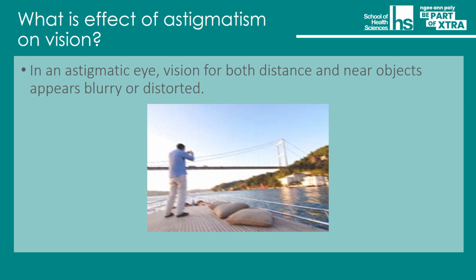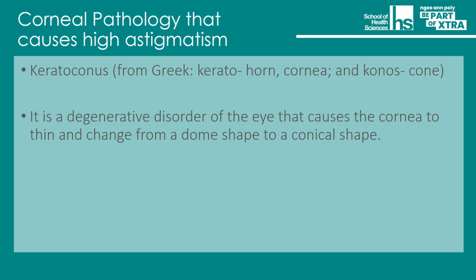So, what is the effect of astigmatism on vision? In an astigmatic eye, vision for both distant and near objects appear blurry or distorted. There are some cornea diseases or pathology that can cause high astigmatism. And one typical example is keratoconus. Keratoconus is a degenerative disorder of the eye that causes the cornea to thin and change from a dome shape to a conical shape.